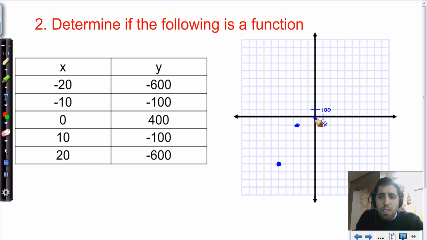Next we have 0, 400. So it's running 0, then going up positive 400. That's our rise. We run, then we rise. 10, negative 100. 10 would be 4, 8, and halfway to the right. Halfway between the second and third would be halfway between 8 and 12, which is 10. And then down 100 is negative 100. And 20 again would be 5 to the right this time since it's positive, and we'll go down to negative 600.